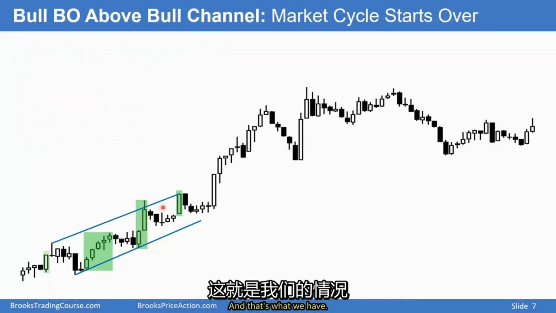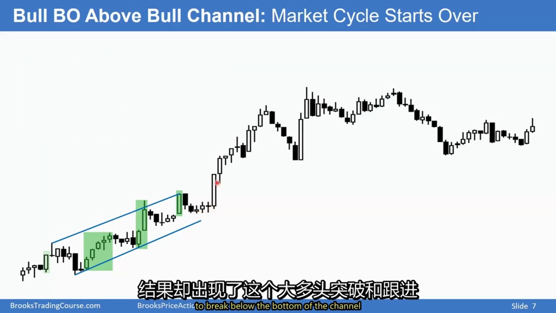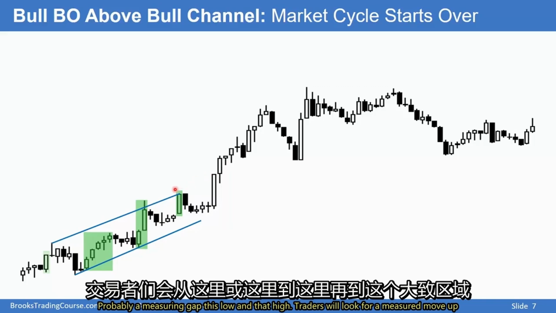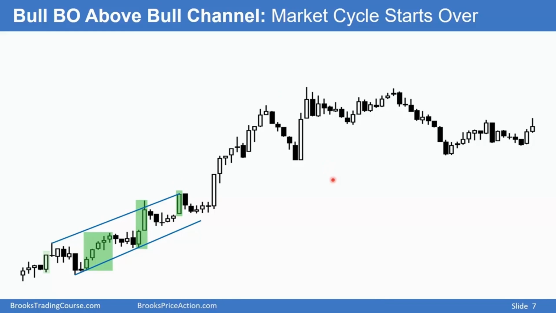And that's what we have. We have a bull channel. The market tried to go sideways or down to break below the bottom of the channel. And instead we got this, a big bull breakout and follow through. Probably a measuring gap, this low and that high. Traders will look for a measured move up from here or here to here, up to this general area.